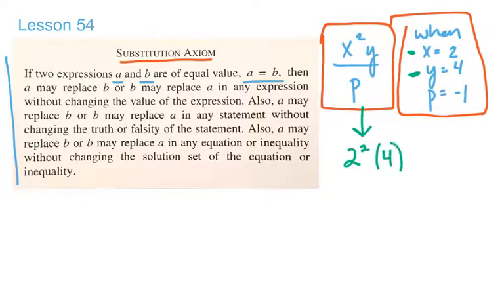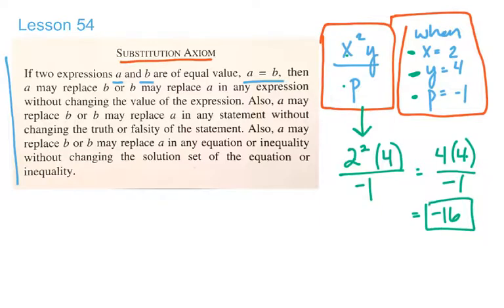I'm going to put a parenthesis so I don't forget these are being multiplied by each other. And then here they're saying p equals -1, so I plug the -1 in for the p. Then I can solve this, so this becomes 2 squared, which is 4, times 4 divided by -1. So this becomes 16 divided by -1, so it becomes -16. So that's the substitution axiom. It's just giving you that permission that when you're given things equal to new numbers, you can plug them in and substitute them in freely without changing the value of the equation.